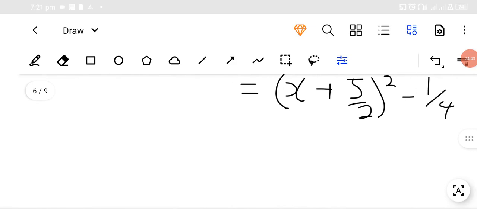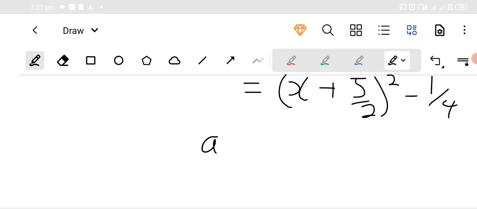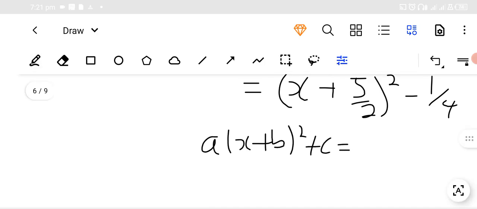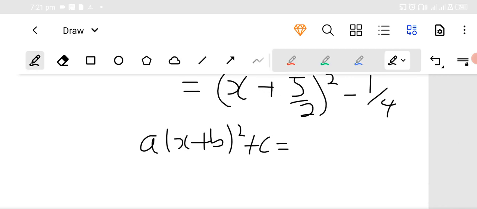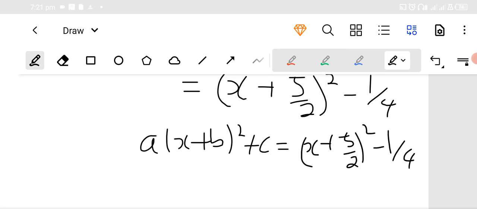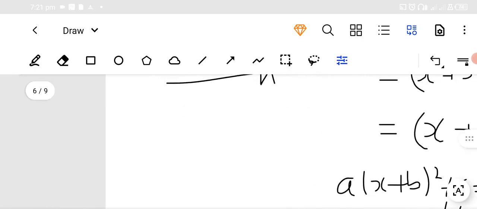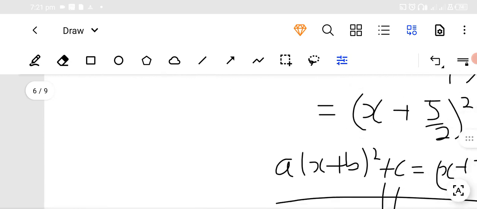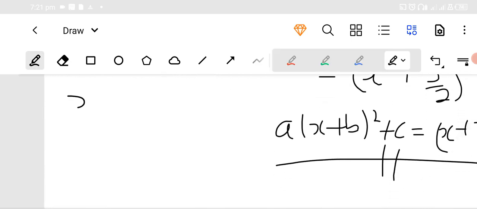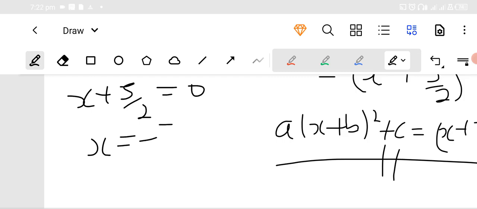So to continue, it's going to be a multiplied by x plus b, then squared, plus c, is equal to the expression we found: x plus 5 over 2, squared, minus 1 over 4, as your final answer for the first part of the question. Then the second part of the question, the turning point: x plus 5 over 2 is equal to 0, x is equal to negative 5 over 2.